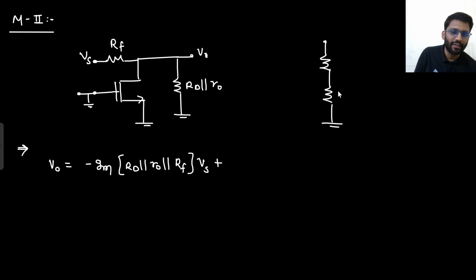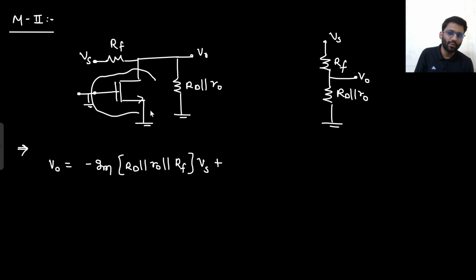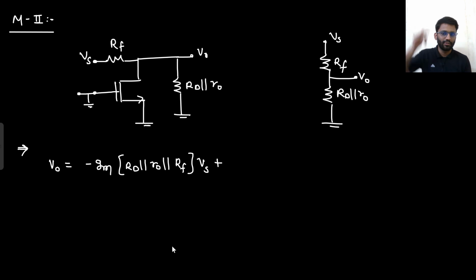If you are not able to understand, I will explain it once again. No worries, but till now, try to understand it. So what will be the condition? This will be the condition, right? Vs, Rf, V0, Rd parallel R0, because there is no current in this MOS. MOS is open circuited. Why so? Because Vs is grounded, VGS is 0, so MOS is open circuited.